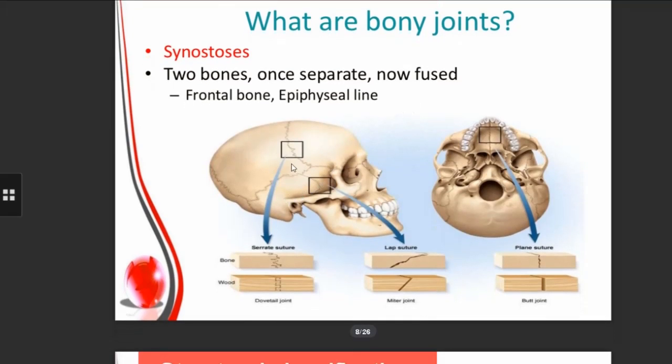You can see that between the frontal and the parietal we have a serrate suture. The second one is the lap suture. You can see the direction of the suture, the shape of the suture, and the third one is the plain suture. You can see here.